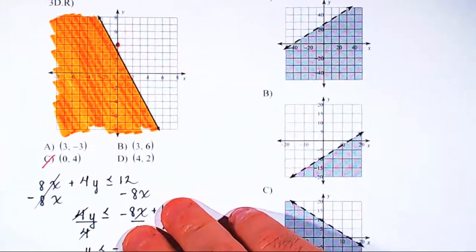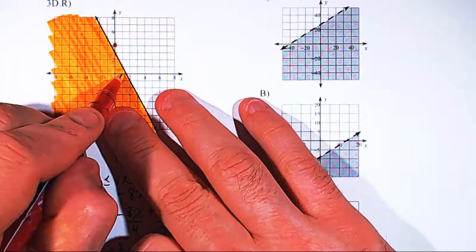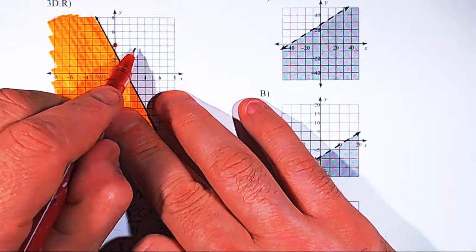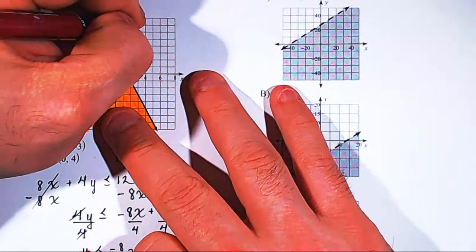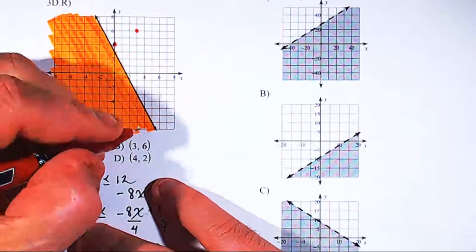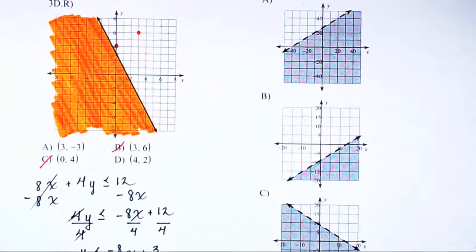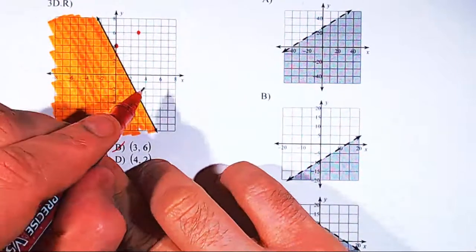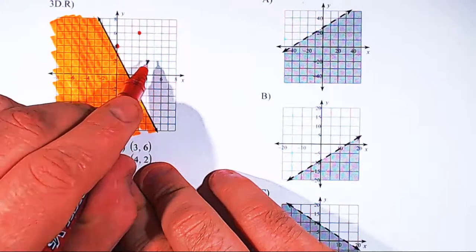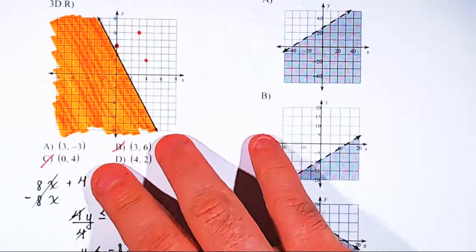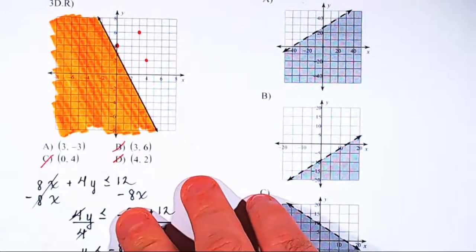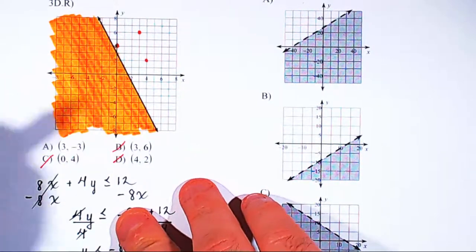Sorry. Now let's check 3, 6. So here we're going to go over to the right, 1, 2, 3, and then up 6 right there. Okay. Yet another point that's not in the shaded region, so it can't be 3, 6. Finally, let's check 4, 2. Here we go, starting at 0, go over to 4, and then up to 2, right there. Okay, yet again, it's not in the shaded region, so it can't be 4, 2. All right, so we're pretty sure it's A, but let's double check.